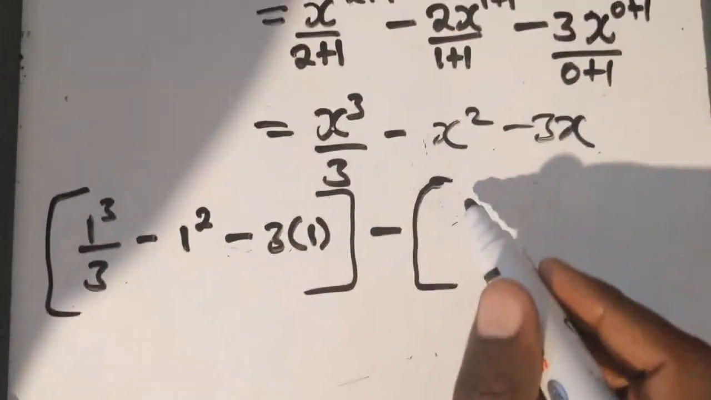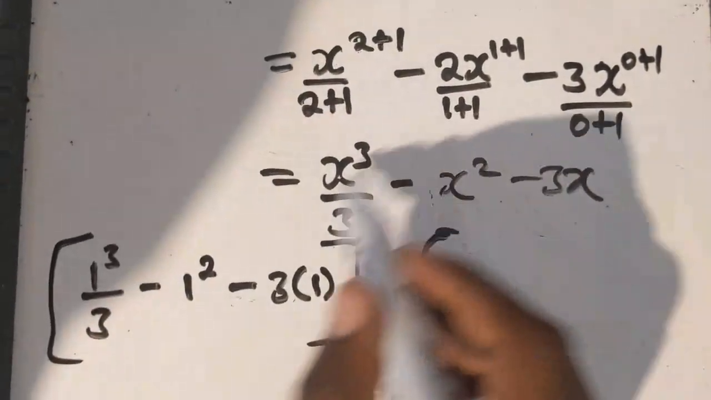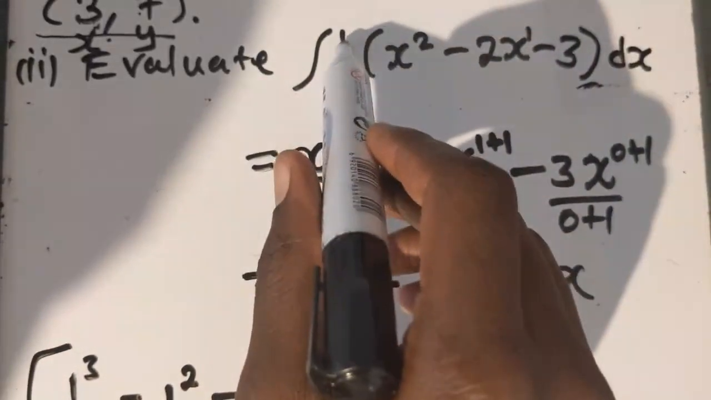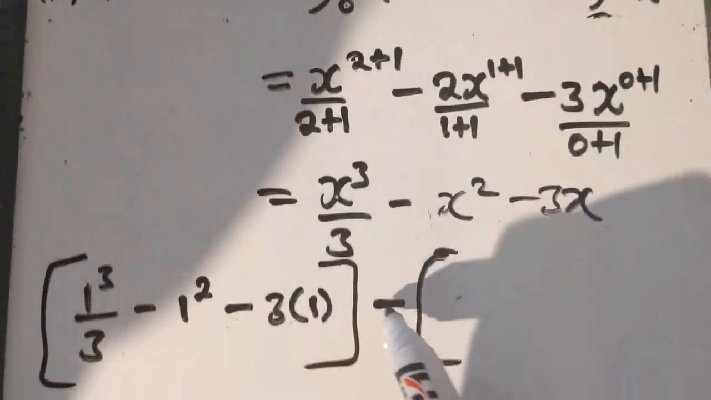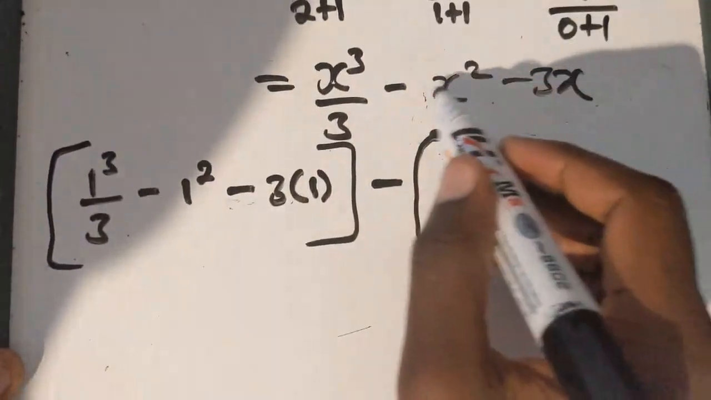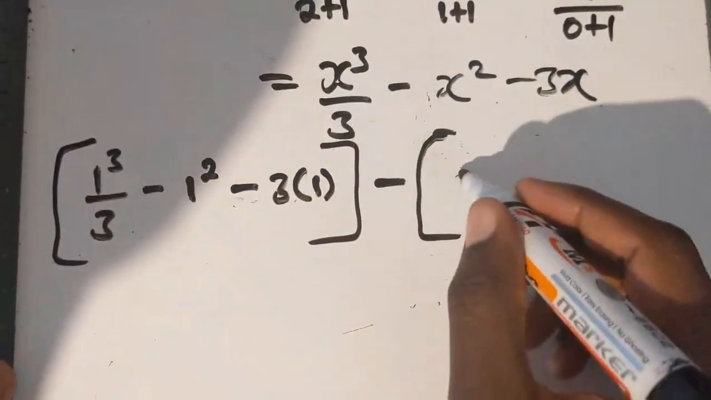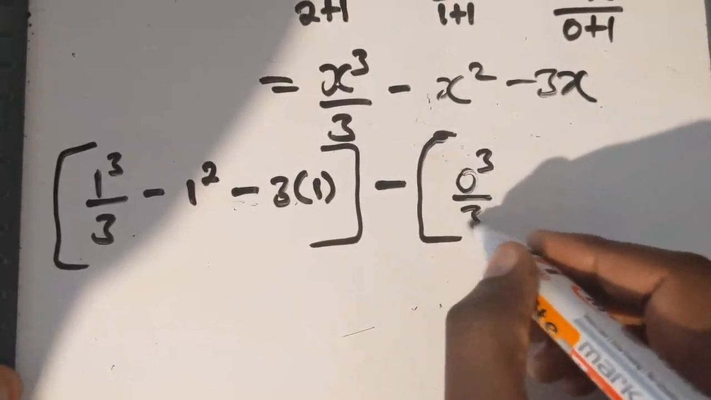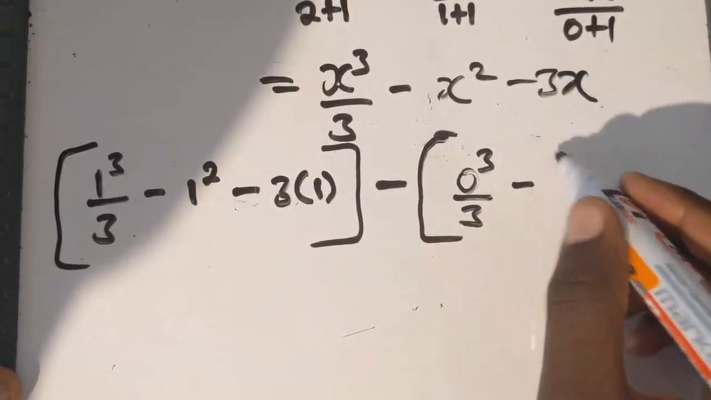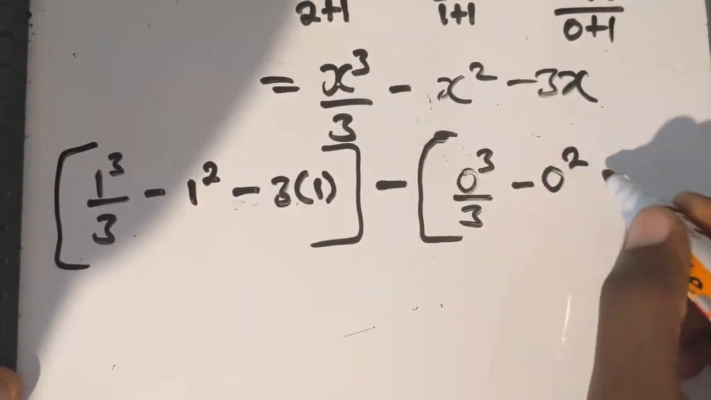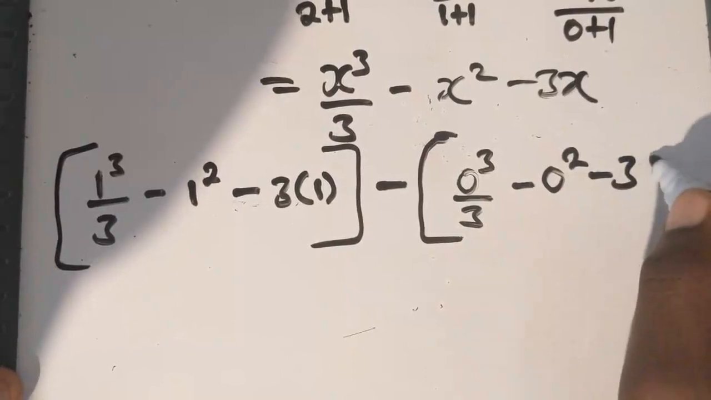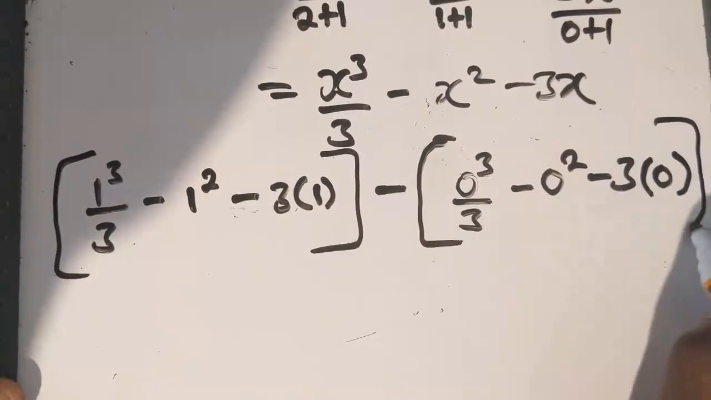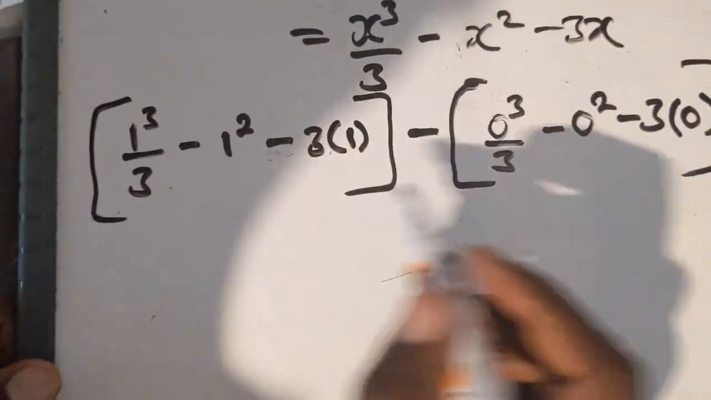Now where there is x, here you just get the same equation. Where there is x, just put 0 here. We have used 1, so we need to use 0, but here you need to subtract. So where there is x here, just put 0. So it will be 0 to the power 3, then over 3, minus 0 to the power 2, minus 3 multiplied by 0, like that. So this is what you're supposed to do.